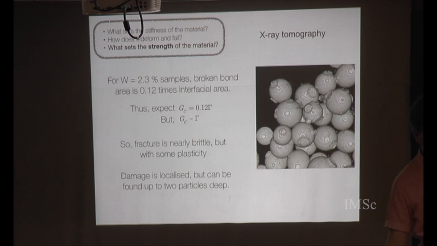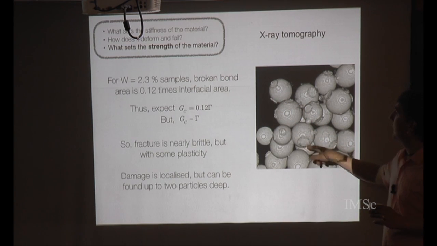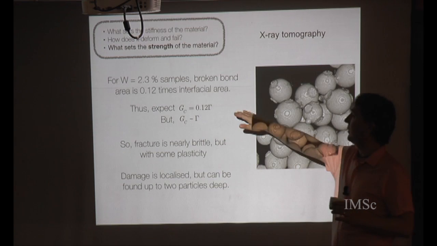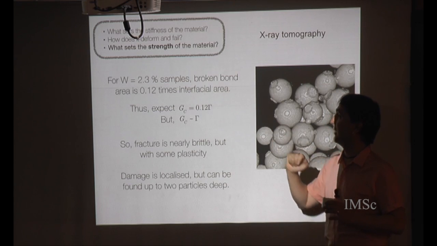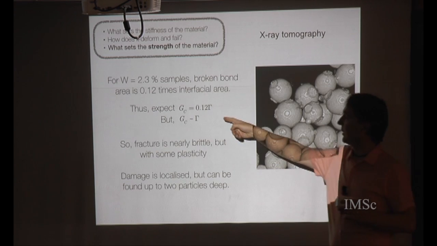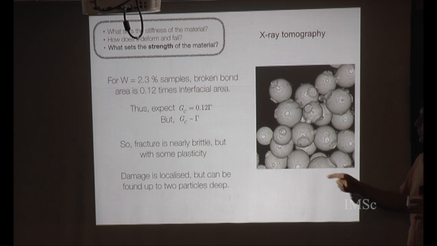Then, as I said, our material was mostly done at a particular volume fraction. If you look at the area covered by the beads, they're about 10% or 12% of the interfacial area. So if you're only giving the energy to breaking those interfacial beads or bonds, you expect the fracture energy to be 12% of the interfacial energy of the PDMS on glass. It's a little bit higher, about 10 times higher. So the conclusion is it's very nearly brittle, but there's still some plasticity.